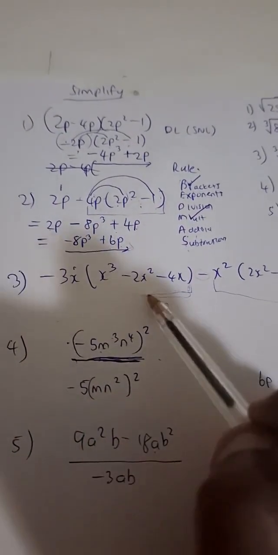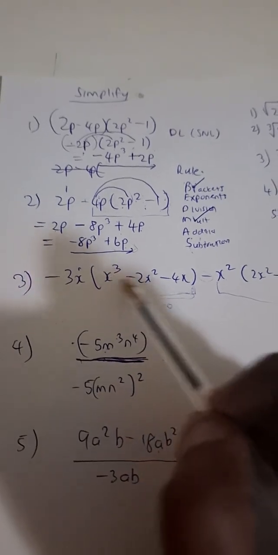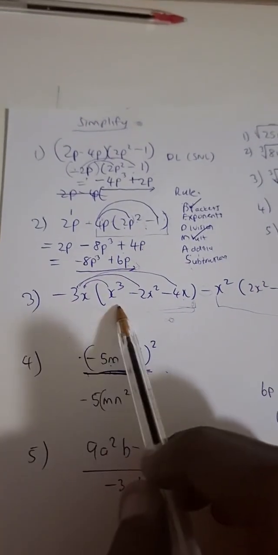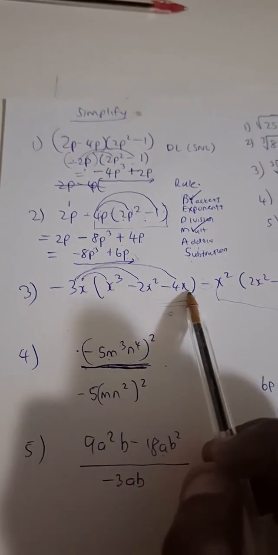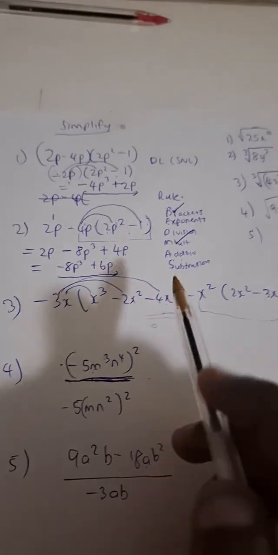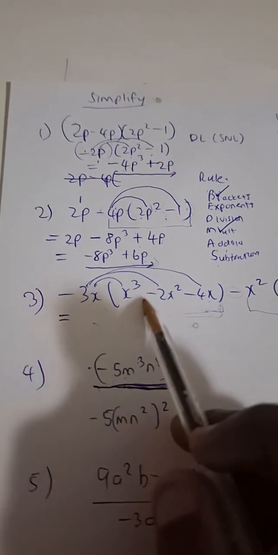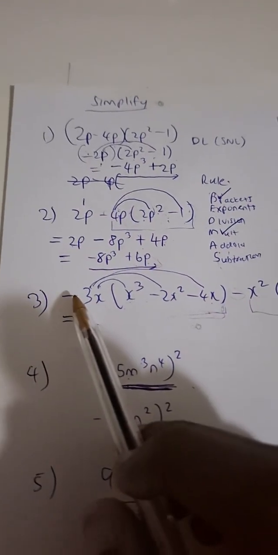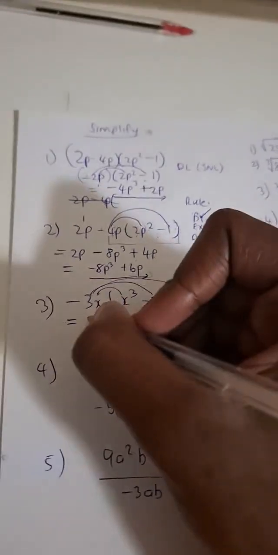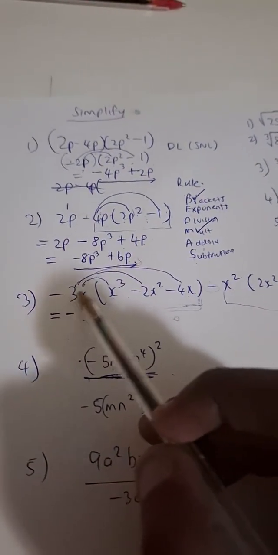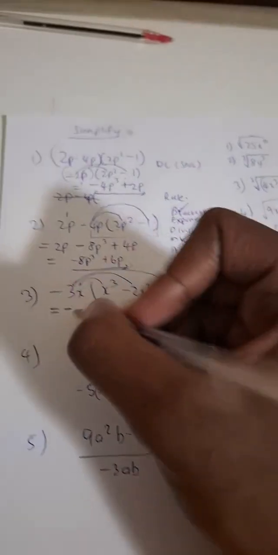But what do you see about your first term? There's a monomial and there's a trinomial inside the bracket. So that means we are going to do the distributive law. We're going to be distributing this monomial to all 3 terms using what? SNL. So let's apply it. What would be our first term's answer when we multiply negative 3x with x to the power 3? Sign, number, letter. Negative times a positive gives us a negative. The 3 times the 1 gives us a 3.